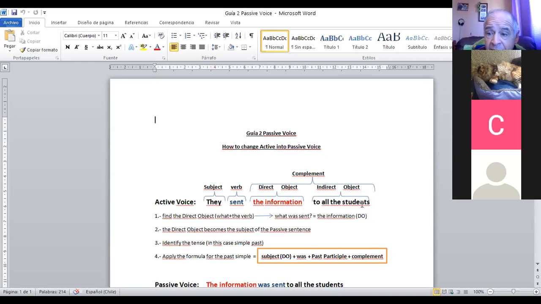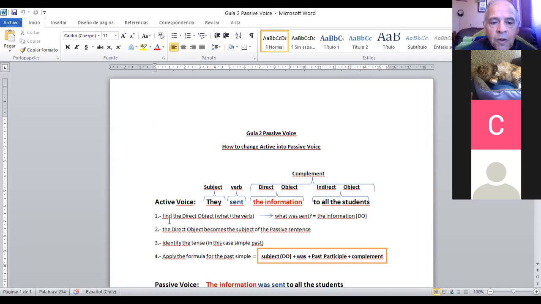Now, as I said before, when the subject is not very clear, they, for example, it's not very precise. In that case, when I don't know who is performing the action, it is better to use the passive voice. Okay, so I am going to change this sentence from active into passive. Are you following me? Yes. Okay, yeah.